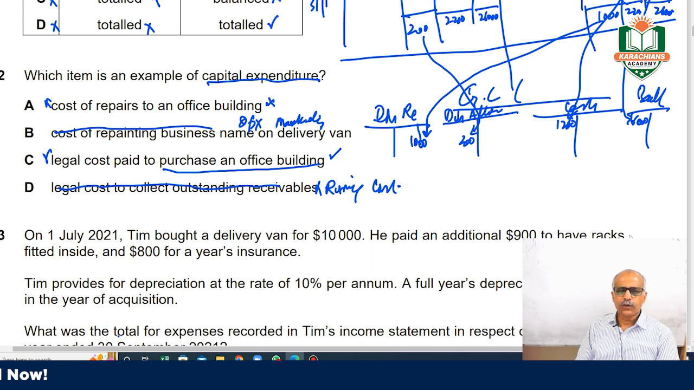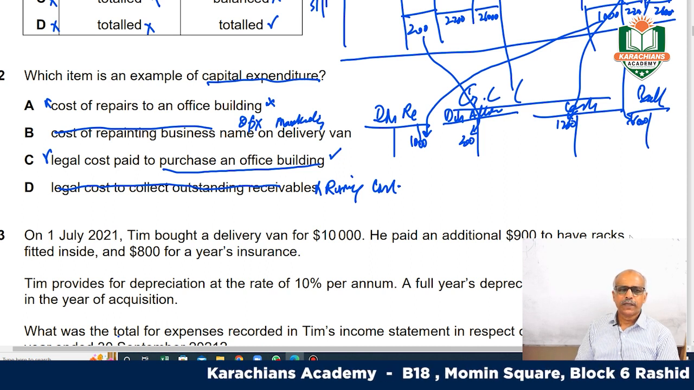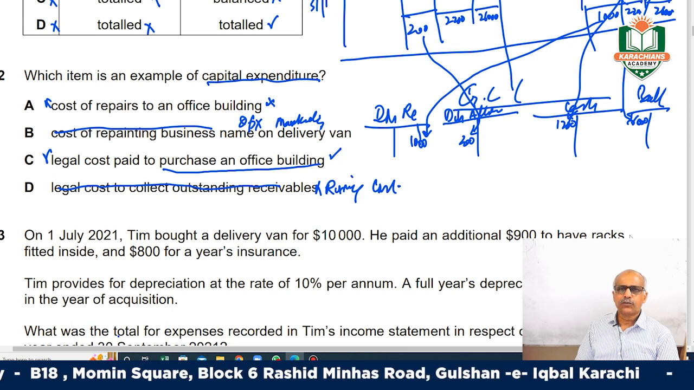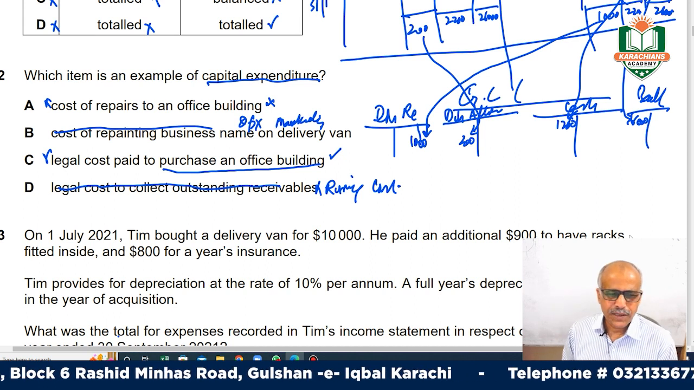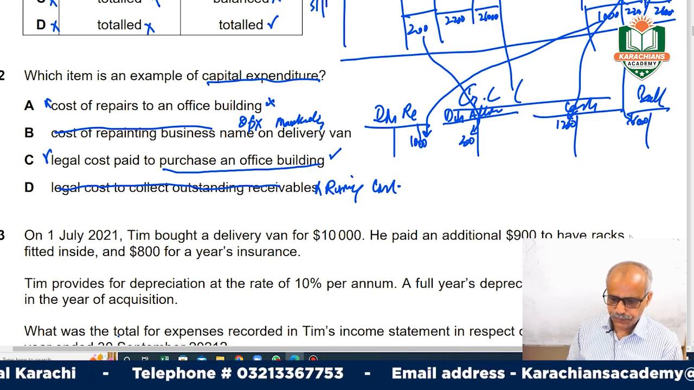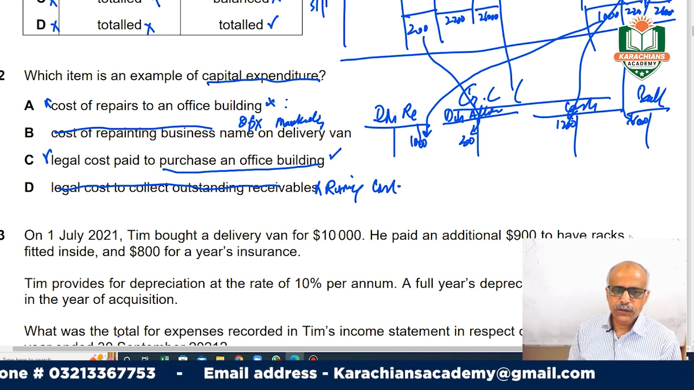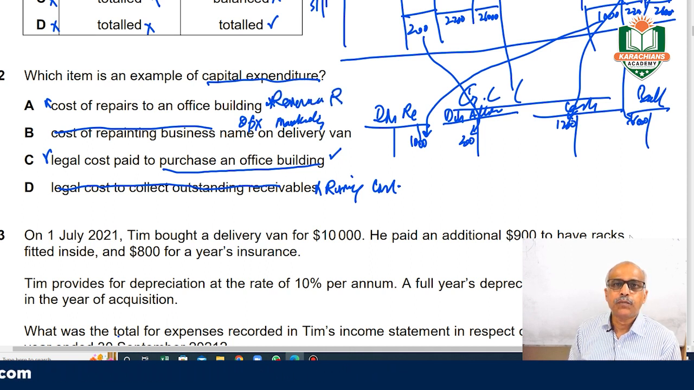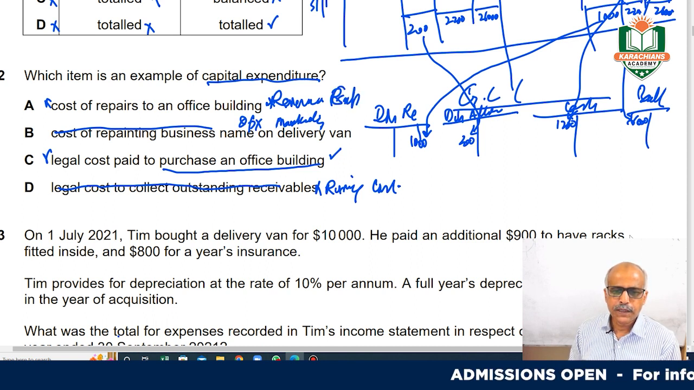So cost of repairs to an office building, this is normal. Normally some small work arises in your building and you get it fixed. So these are the normal expenses, right? This is your recurring, so this is your revenue expenditure, which is matched against your revenue. So this is revenue expenditure, right?